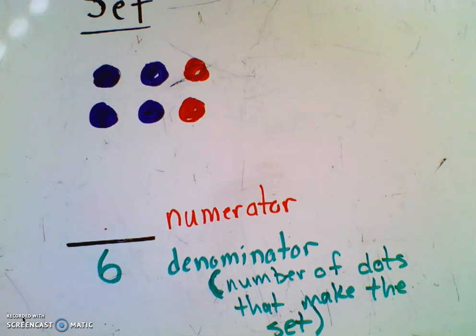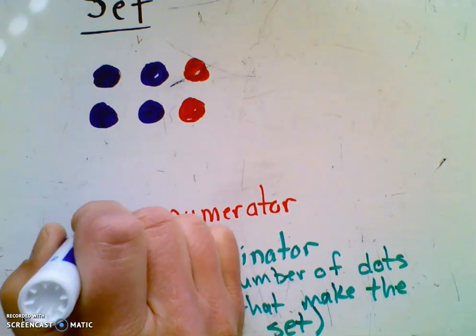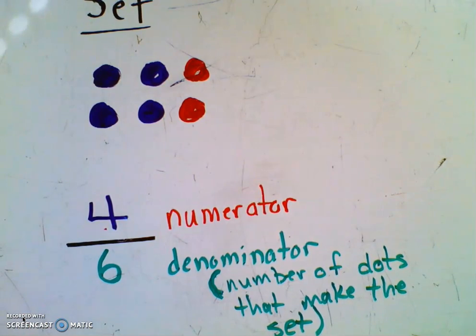If the question is, how many of the dots in this set are blue, what number would you say? Good. I know a lot of you said 4. That's right, because there are 4 blue dots in this set. I could say 4/6 of the dots are blue, or 4 out of 6 dots are blue in that set.